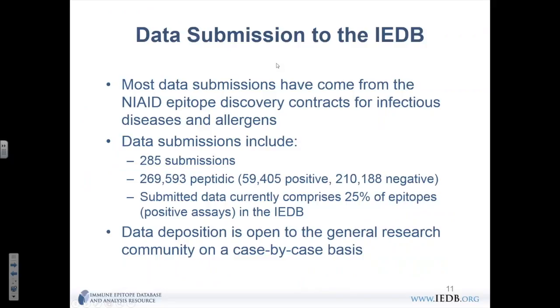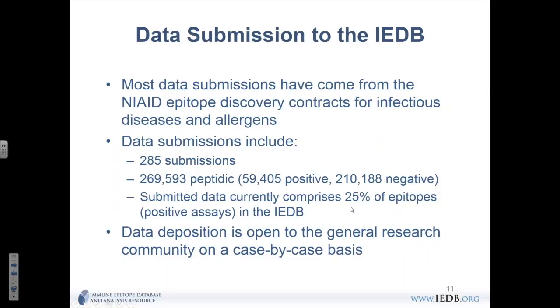Data submission to the IEDB. The IEDB was co-funded with a number of discovery contracts, and they were mandated to submit their data to the IEDB. This is somewhat different from what we're talking about here, and it has allowed us to demand more of the people submitting data to us, because they're contractually obligated to do this. At this point, there are 285 submissions, which doesn't sound like a lot, but they are huge. A quarter of the data in the IEDB comes from these discovery contracts, compared to the entirety of the information from the literature.